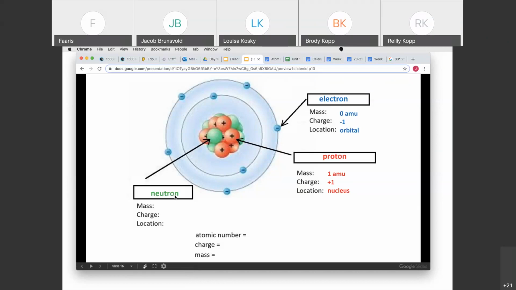Last up, we have the neutron. Has a mass of 1 AMU, just like a proton. It has no charge, that's why we call it a neutron. It's neutral. And it's also located in the nucleus.